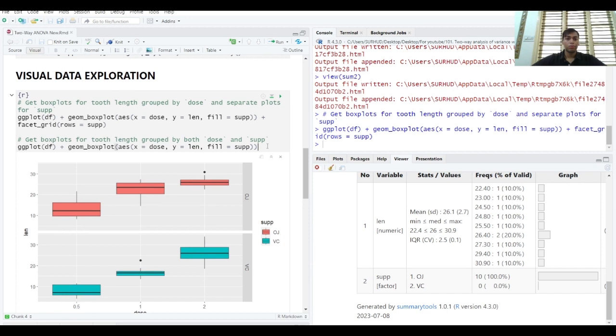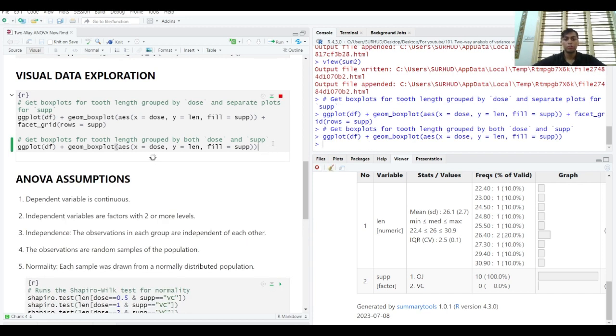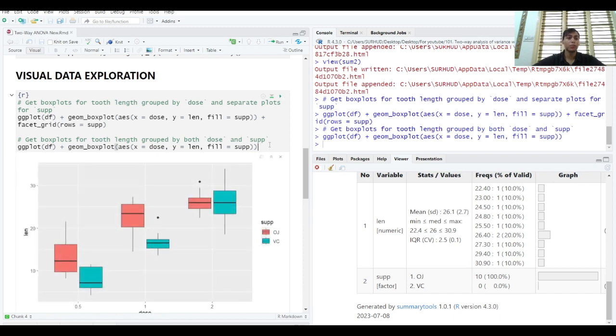Now we can do perhaps arguably a better visualization method by grouping these box plots using a similar line of code, but we will remove the facet_grid so that we get it in a single plot.